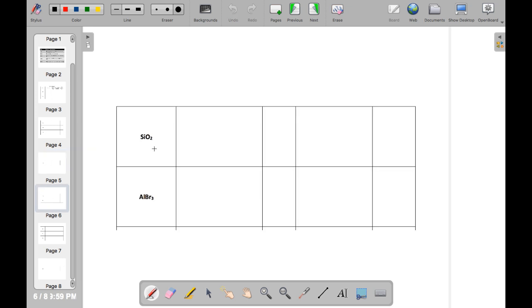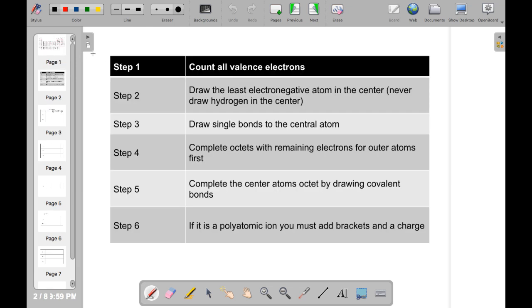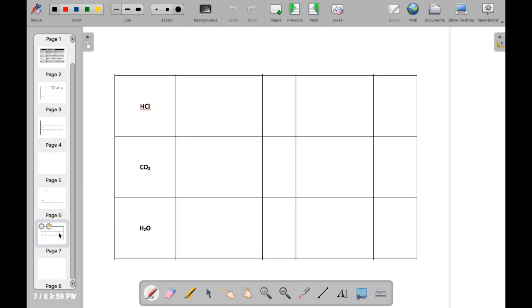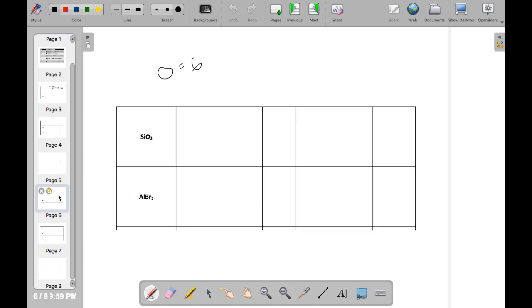SiO2. All right, let's check this out. This is called silicon dioxide. Well, the oxygen has 6. Go check our periodic table. Here's the oxygen, it has 6. Always go to the wrong page. That's annoying. Times 2, 12.